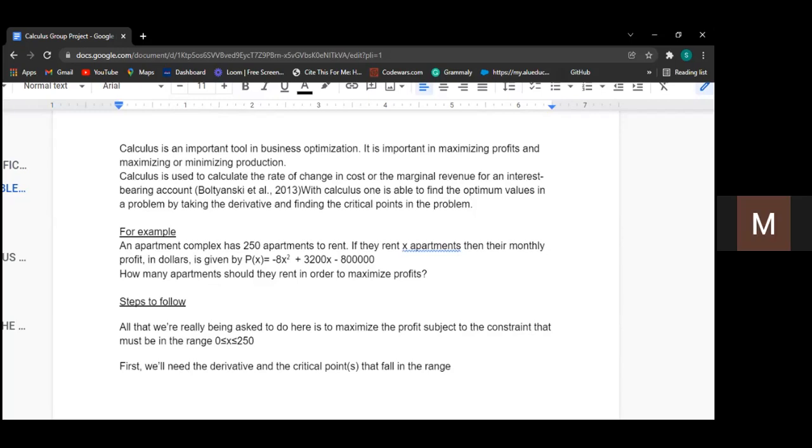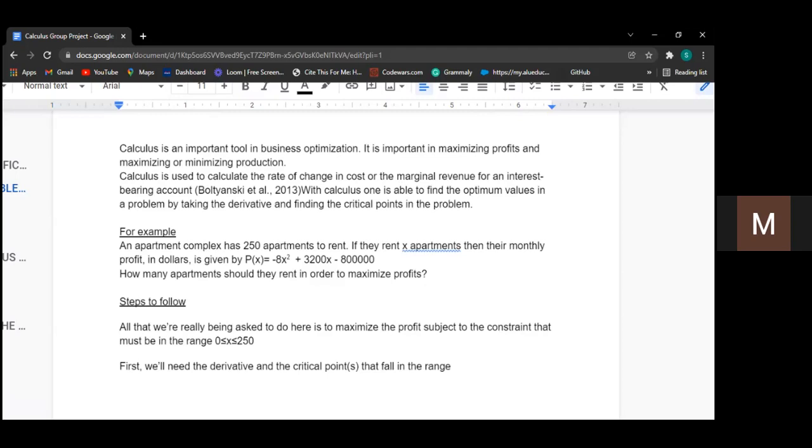Okay, thank you, Pet. So we are having a real life example because we have said that it is very important in business optimization. For instance, an apartment complex has 250 apartments to rent. If they rent X apartments, then their monthly profit in dollars is given by P(X) = -8X² + 3,200X - 800,000. So the question is, how many apartments should they rent in order to maximize profits?